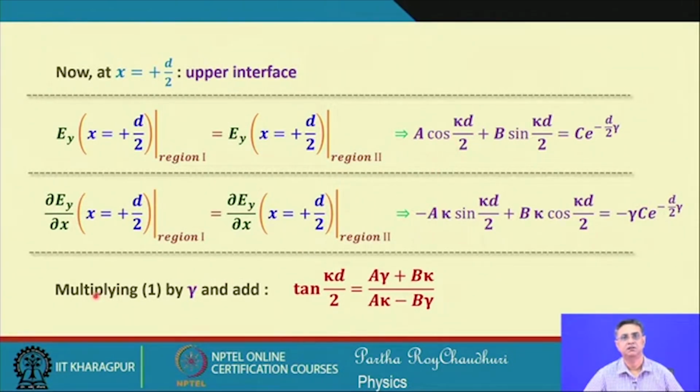equations, multiplying 1 by gamma, then this quantity and this quantity will be the same, but with a difference of minus sign, and if you then add, you will end up with this condition. Tan kappa d by 2 equal to a gamma plus b kappa by a kappa minus b gamma is a very well known equation.